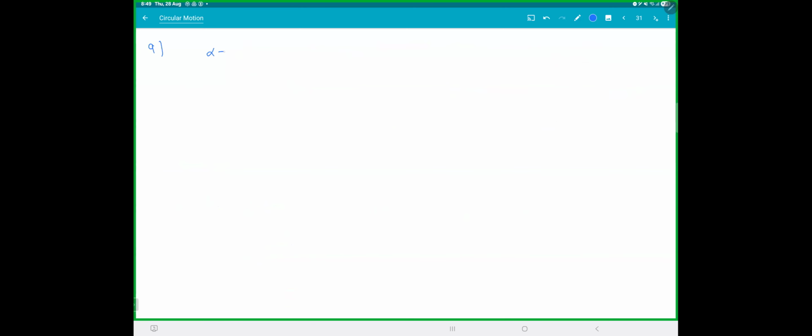Next thing, let's say alpha is equal to minus k omega. That means your alpha is not constant, it is changing with omega. The faster you go, the more deceleration you have. Your initial angular velocity is omega naught, and initial angular position is theta naught. Find omega and theta as a function of time t. This we did in calculus.